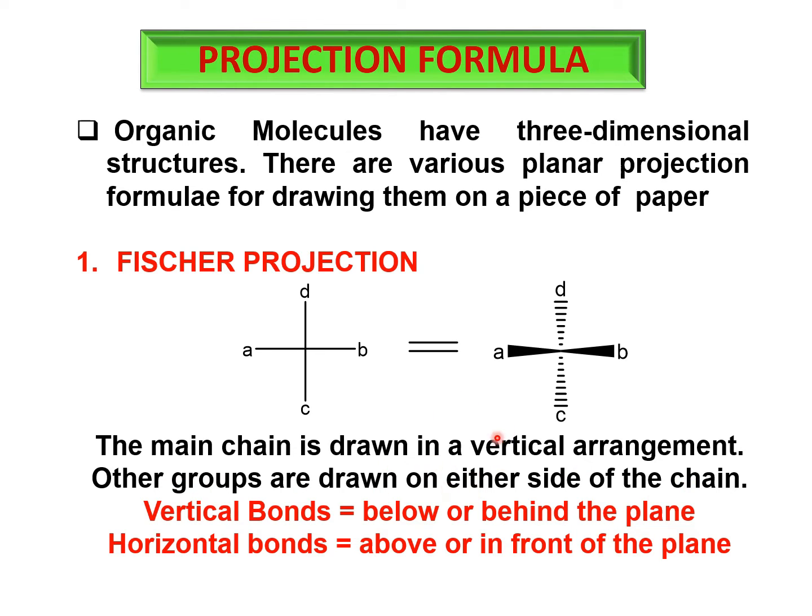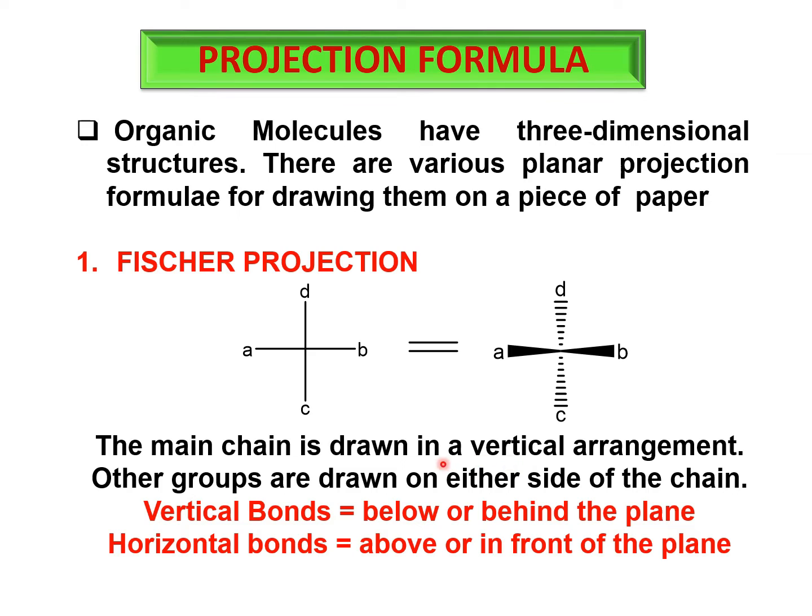But this can vary. It's not always important that you draw the main carbon chain on the vertical axis. You can draw it on the horizontal axis as well. This is not hard and fast. You can draw it anyway, but this is more convenient. If you draw the main chain on the vertical axis, this is more convenient and easier to understand, and then you draw the other groups on the sides of this chain on the horizontal axis. So that would mean that the other groups are above the plane and the main chain has carbon atoms that are behind the plane in this case. So this is not hard and fast.